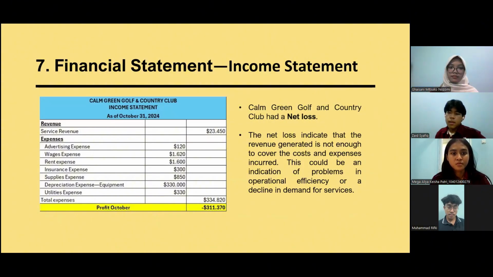Okay, next is the table of the income statement. As we've just discussed, the components of the financial statement. In the following table, we can see that the company reports a net loss, which results from expenses that were significantly higher than the revenues earned during the period.